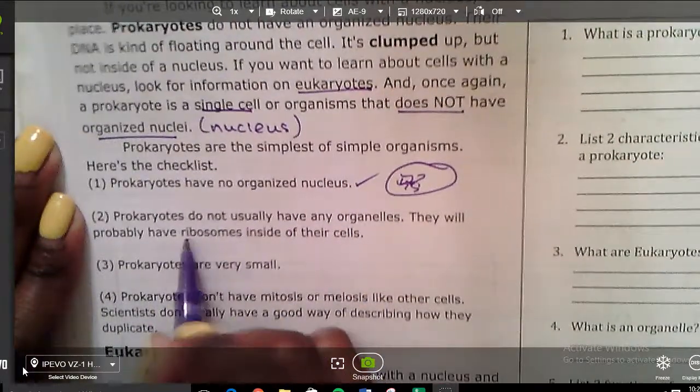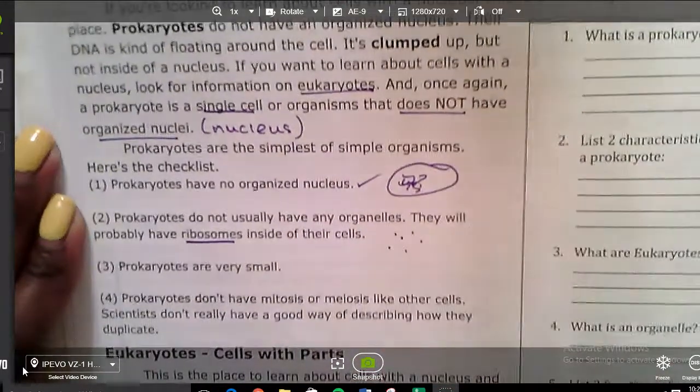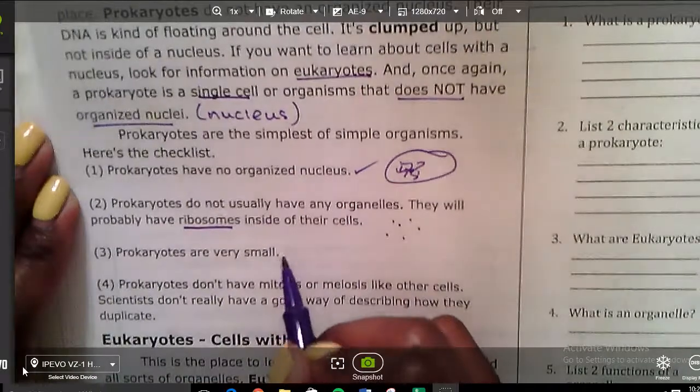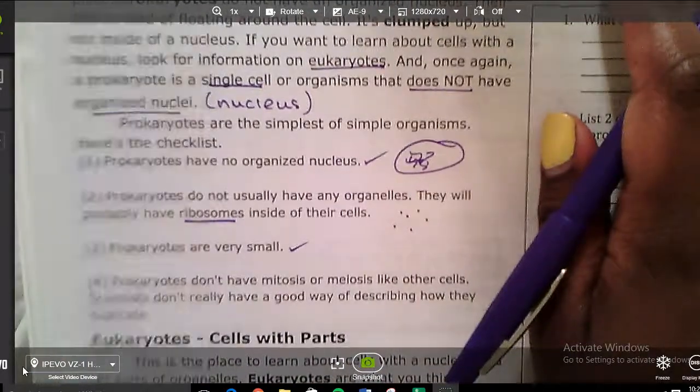They will probably have ribosomes inside of their cells. Those would be like tiny dots that represent the proteins. Prokaryotes are very small, microscopic. You can't even see them. And again, these are usually bacteria.